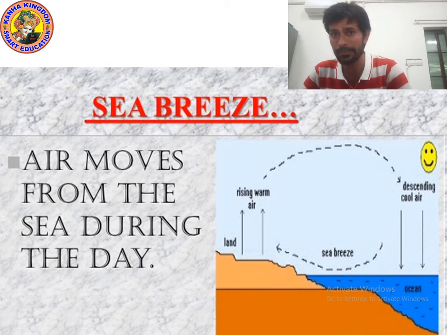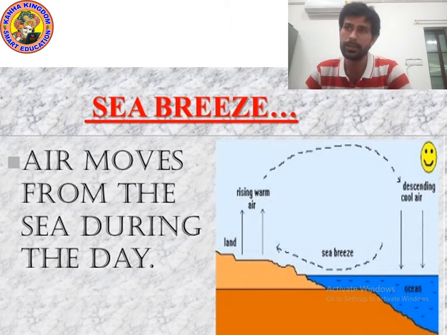The process of transferring hotter air from land to sea and colder air from sea to land is known as sea breeze. So, remember kids, during the day sea breeze occurs. So, during the sea breeze, hotter air due to sunlight rises up and its place is taken by colder air which is above the sea.